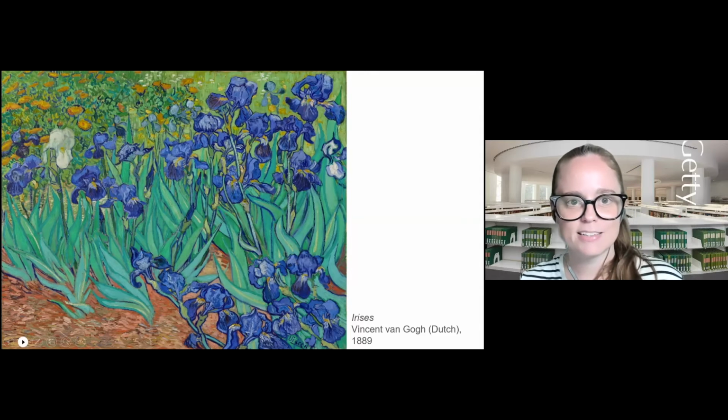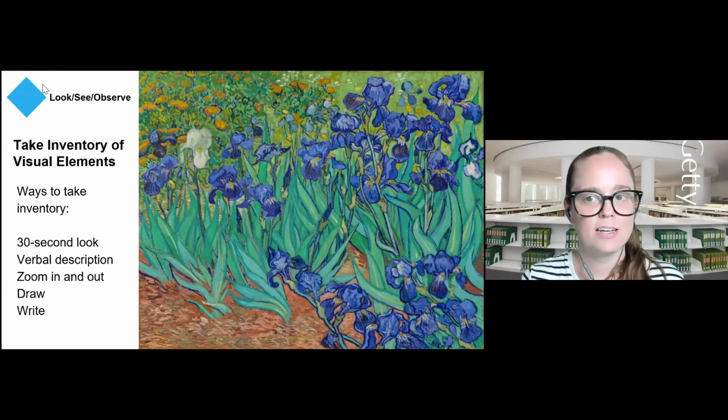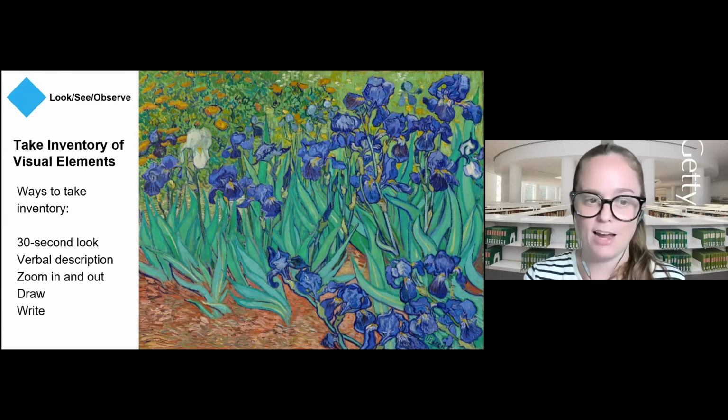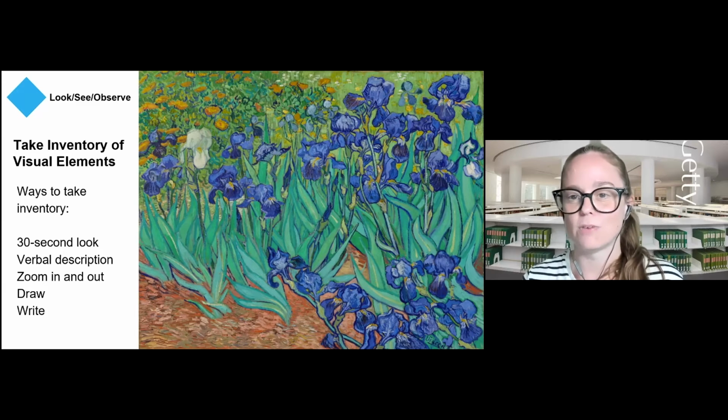All right. So we can keep looking at it, but I do want to call attention to, we just did the 30-second look, but you could also verbally describe it. If you're able to on your device, you can zoom in and out to look at different elements, or you could draw or write about it.